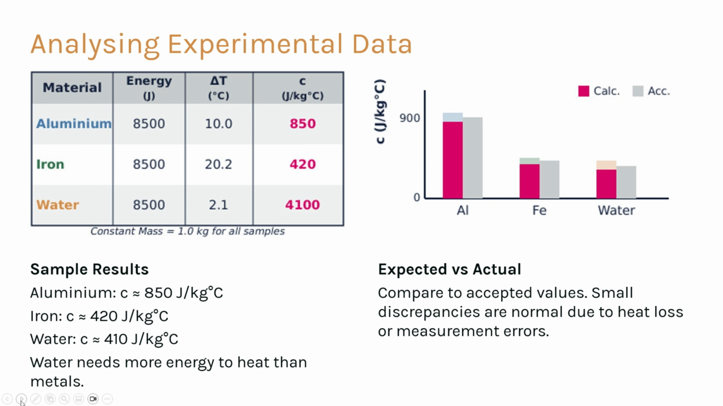Analyzing experimental data. When experiments are done carefully, we get values like aluminium around 850 joules per kilogram per degree Celsius, iron around 420, water around 4,100. These results confirm that water needs much more energy to heat up than metals. When we compare experimental results to accepted values, small differences are normal due to heat loss or measurement errors.